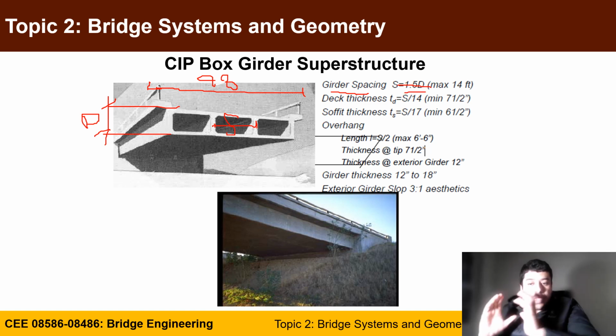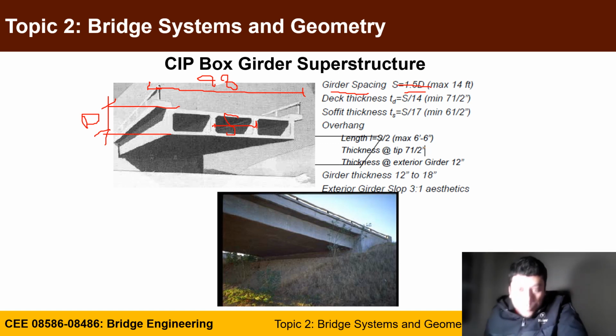So you have a rectangular shape, not a square. Make sure the maximum S value is 14 feet. The thickness of the top slab should be taken as the spacing S over 40 from the first step, and the minimum thickness that you can use is 7.5 inches. The soffit has to be at least the spacing between the girders over 17, with a minimum of 6.5 inches.